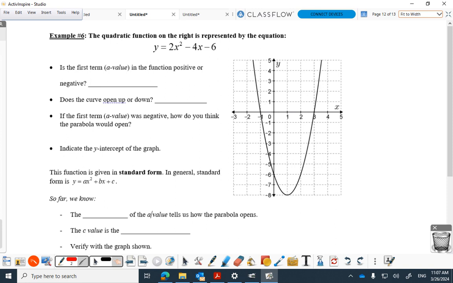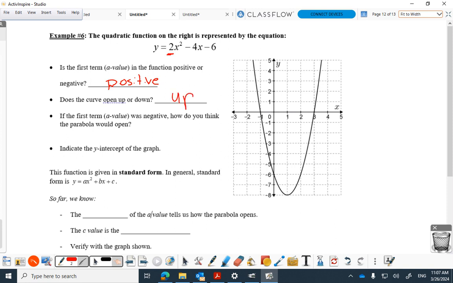Is the first a value positive or negative? Right there. Positive. Does the curve open up or does it open down? Up. We call this up. I can see someone thinking that the vertex is pointing downwards, but we're talking about which way does it open. So it's opening up, yes.